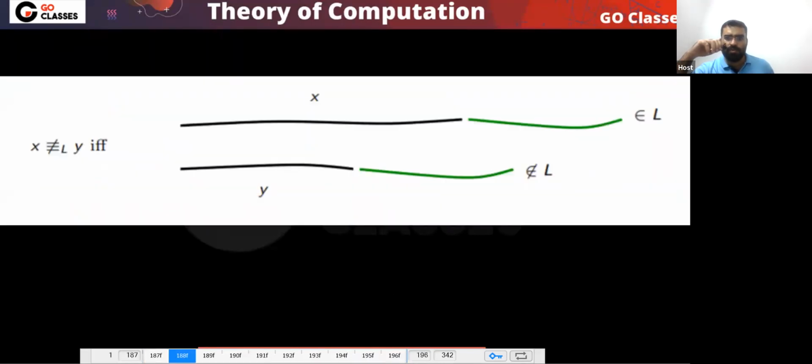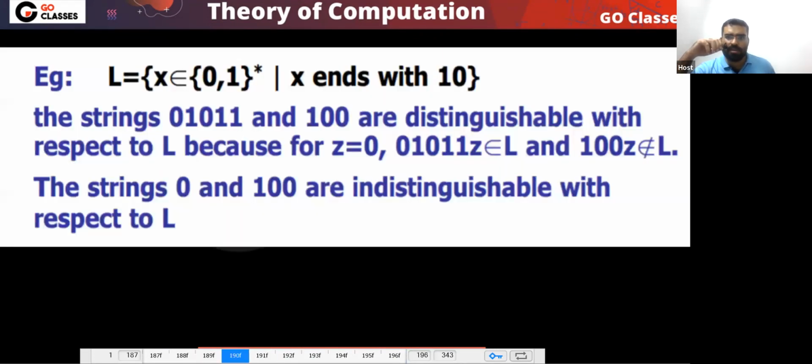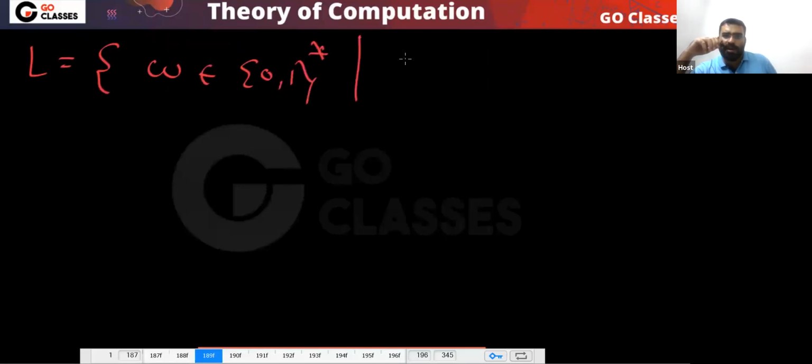Okay, so you can notice all the things. Now tell me about this one. Is this language regular or not? W ends with 10. W belonging to (01)*, and W ends with 10. Is this language regular? Yes, this language is regular.